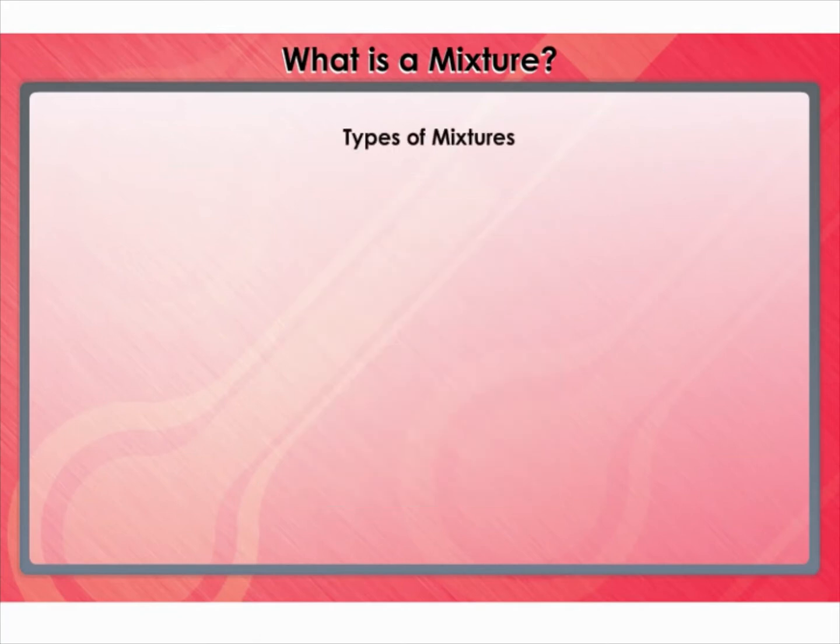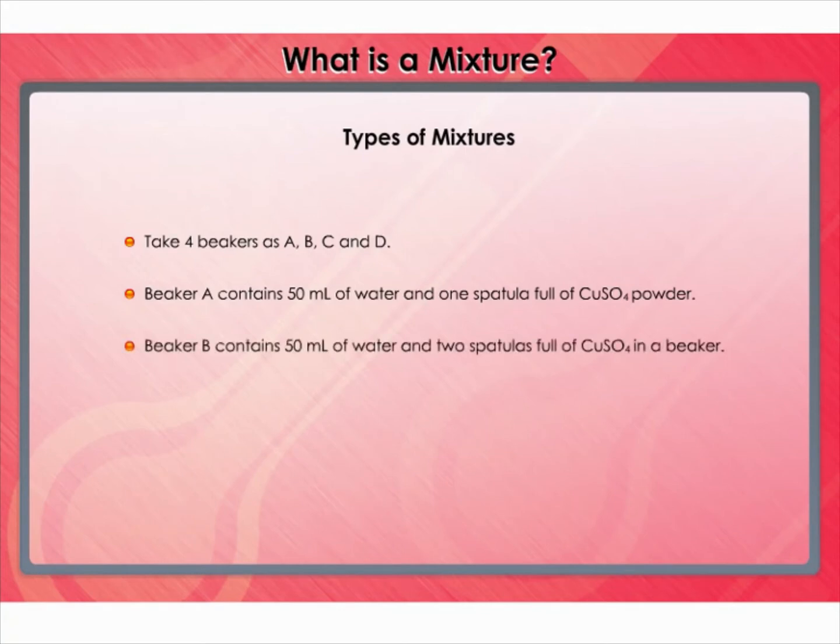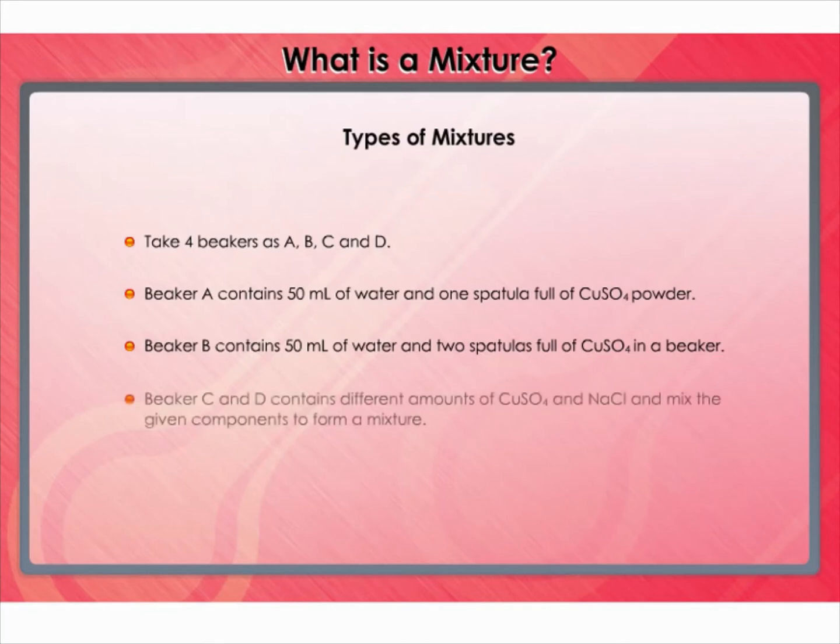Types of mixtures. Depending on the nature of the components that form a mixture, we can have different types of mixtures. Let's perform an activity. Take 4 beakers and name them A, B, C, and D. Beaker A contains 50 ml of water and 1 spatula full of copper sulfate powder. Beaker B contains 50 ml of water and 2 spatulas full of copper sulfate powder. Beakers C and D contain different amounts of copper sulfate and potassium permanganate or common salt, sodium chloride, and mix the given components to form a mixture.